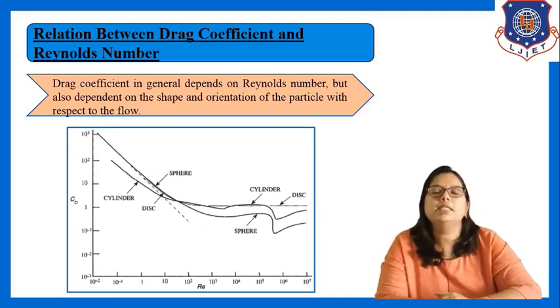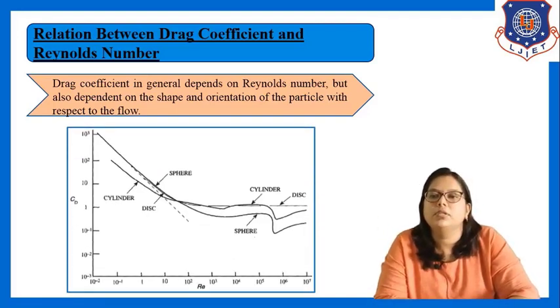See, this is the graph of CD versus NRE. Here, this is CD, that means drag coefficient. This is NRE, that is our Reynolds number. You can see that there are different lines. One line is like this, another line is like this, another line is like this. The lines show the different shapes of the object.